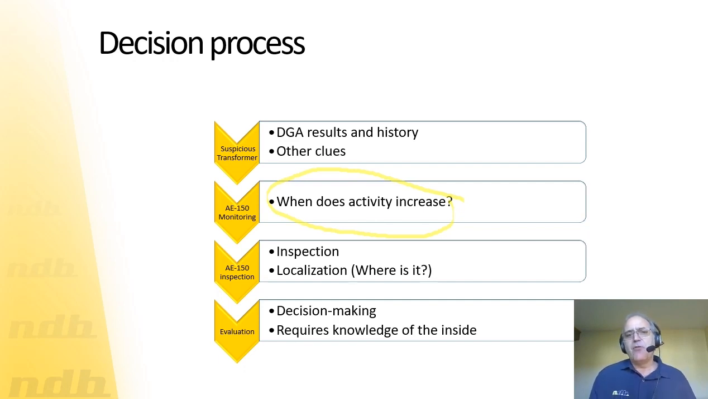So prior to doing your inspection, it's good to leave the unit on the transformer for monitoring, and then you can do your inspection at the right time. It may be at night, in the morning, or during the weekend when the load is lower, but at least you know when the activities increase or when the PDs ignite. And then you get a location.